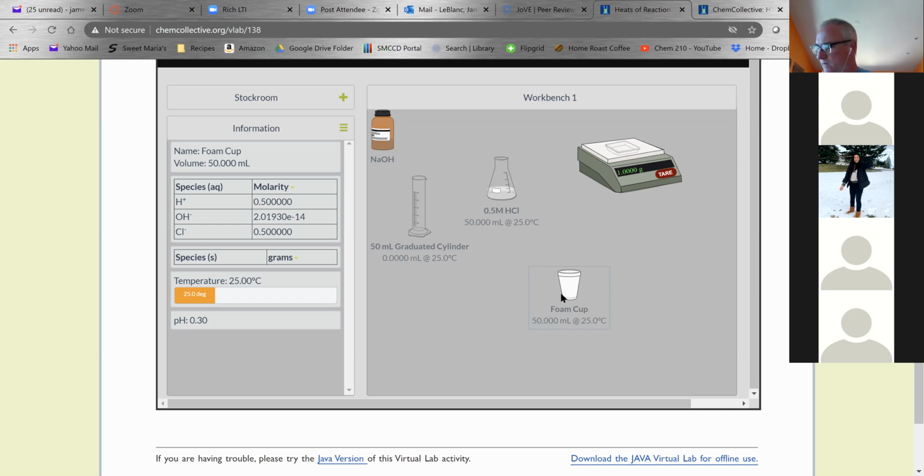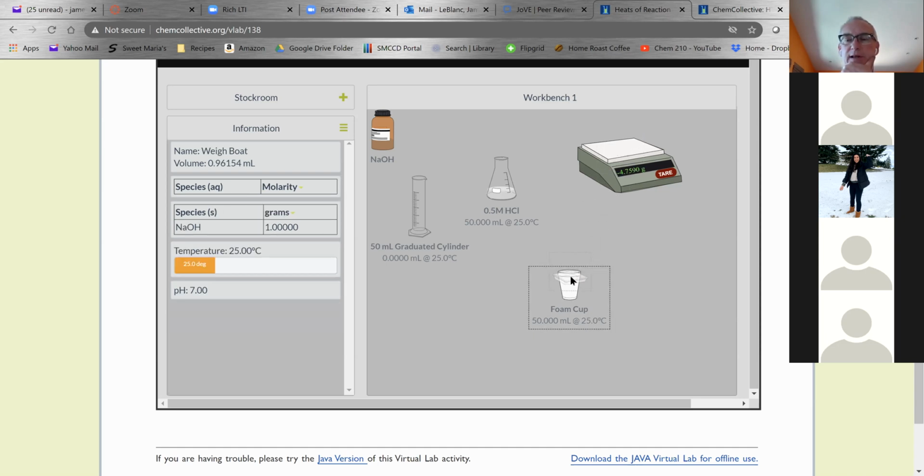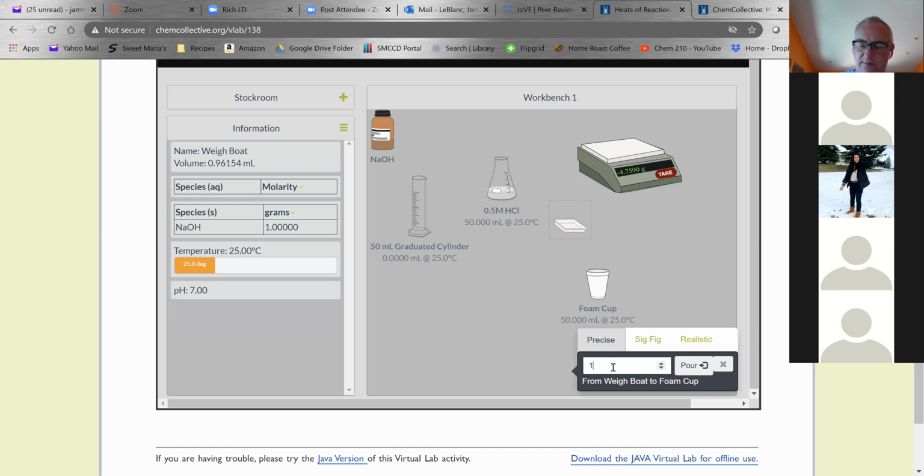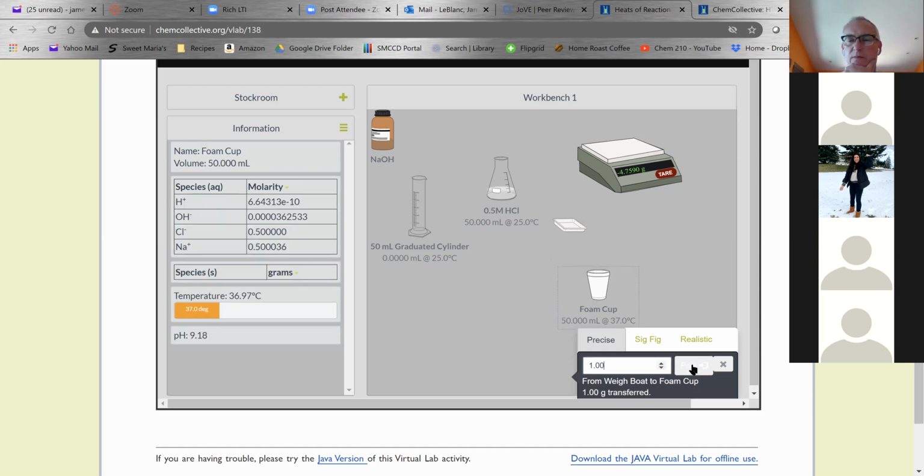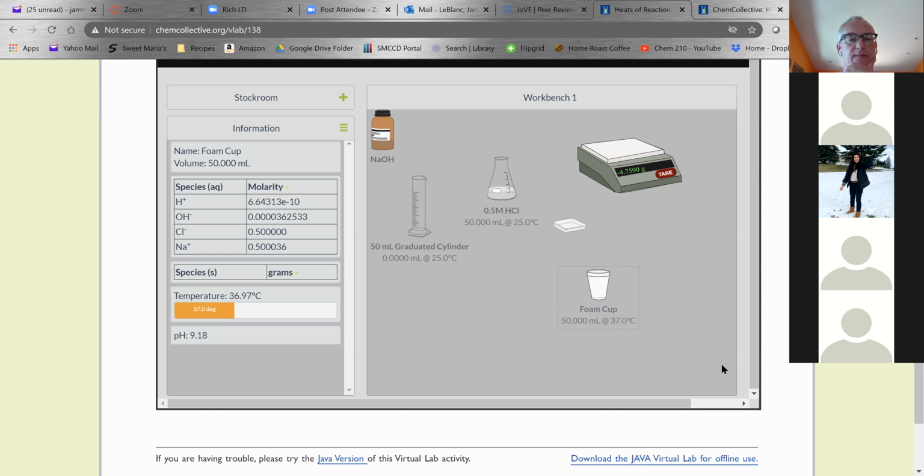So let's make a note. So we've got half molar HCl, and our temperature, again, is 25 degrees C. So now we're going to take our gram of NaOH and put it in the cup. So 1.00. And wow, look what happened to the temperature. It went way up this time. So it went from 25 to 36.97 degrees. So a lot higher than the last time.